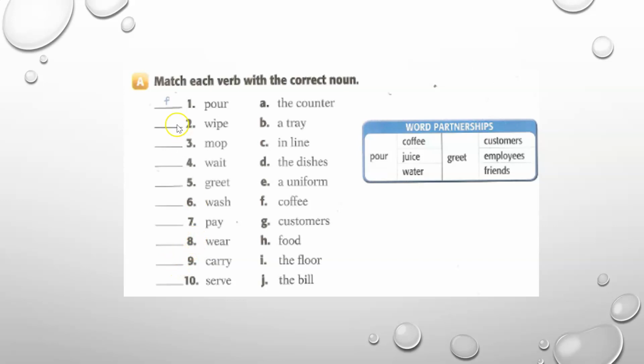Maybe we should take a look at the example. Number 1 says pour. Remember we said that pour has to do with liquids, so you can pour something liquid. So what is something that we can use here? Number 1 is F. Coffee is a liquid, so you pour coffee. Somebody pours coffee in a restaurant for you. So go ahead, stop the video and do the rest of the words.